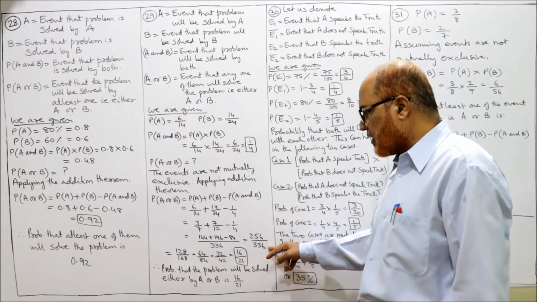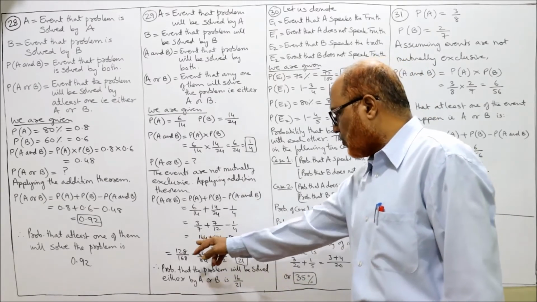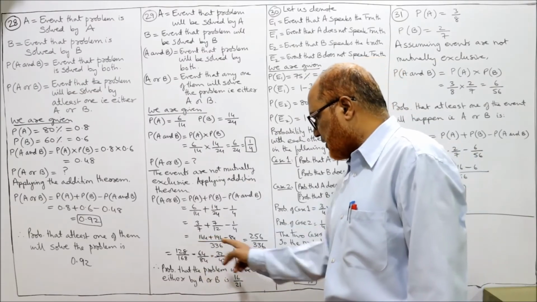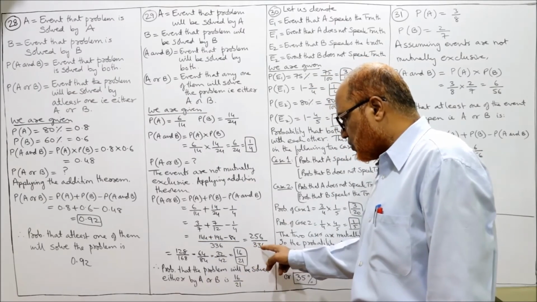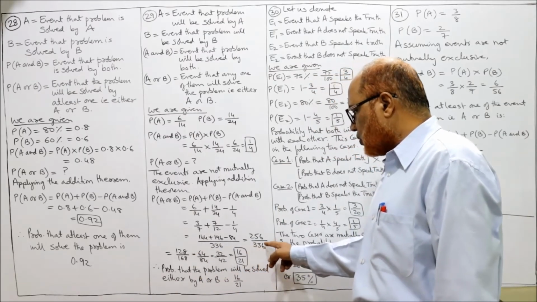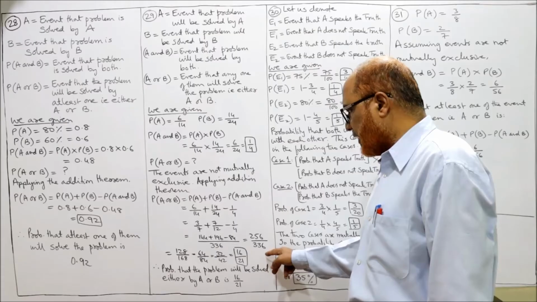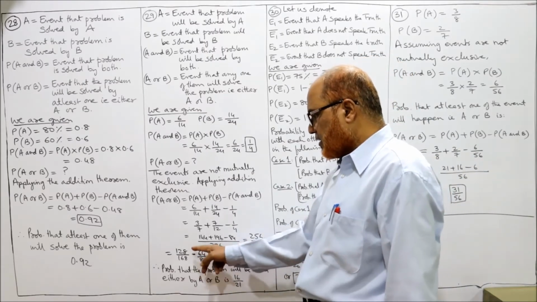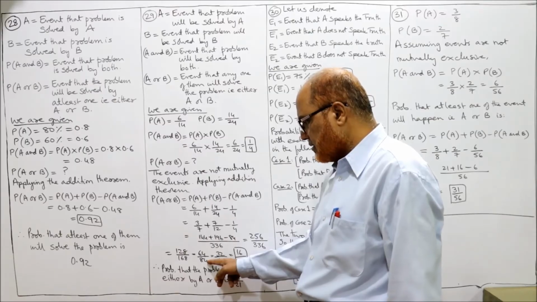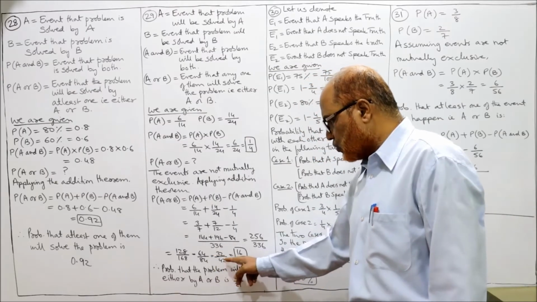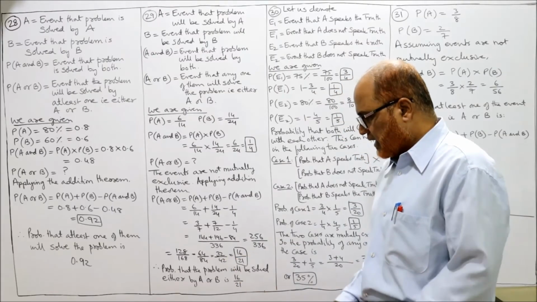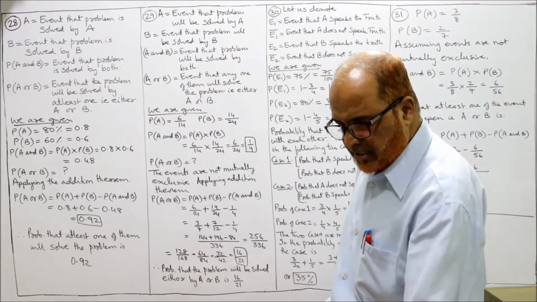If we simplify this, cancelling by 2 repeatedly, the numerator 256 reduces to 128, and the denominator 336 reduces to 168. Then again by 2, 64/84, then 32/42, and 16/21. The probability that the problem will be solved either by A or B is 16/21.